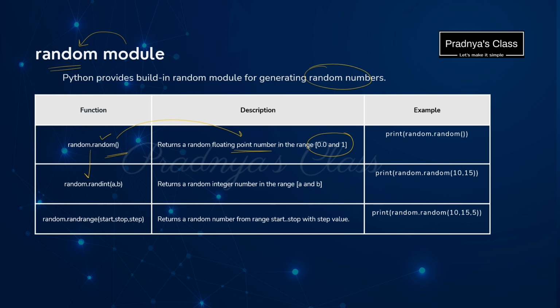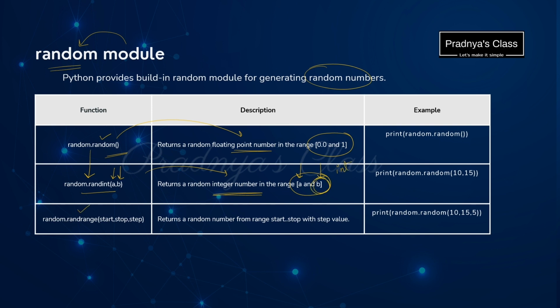Now look at the second function from this module, randint. There are two parameters, a and b. It generates random integer numbers in the range a and b. A is the starting value and b is the ending value. Both should be integers and b is inclusive.